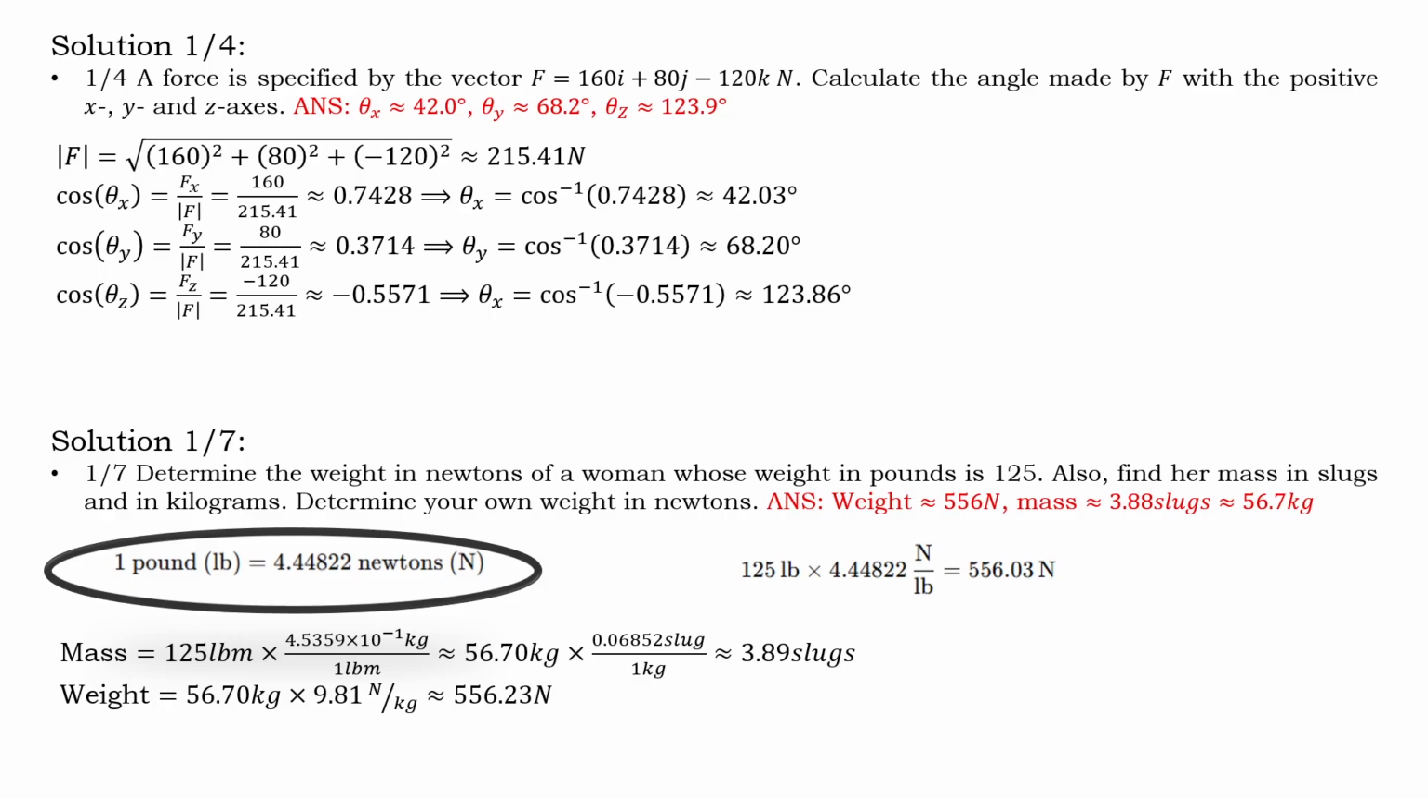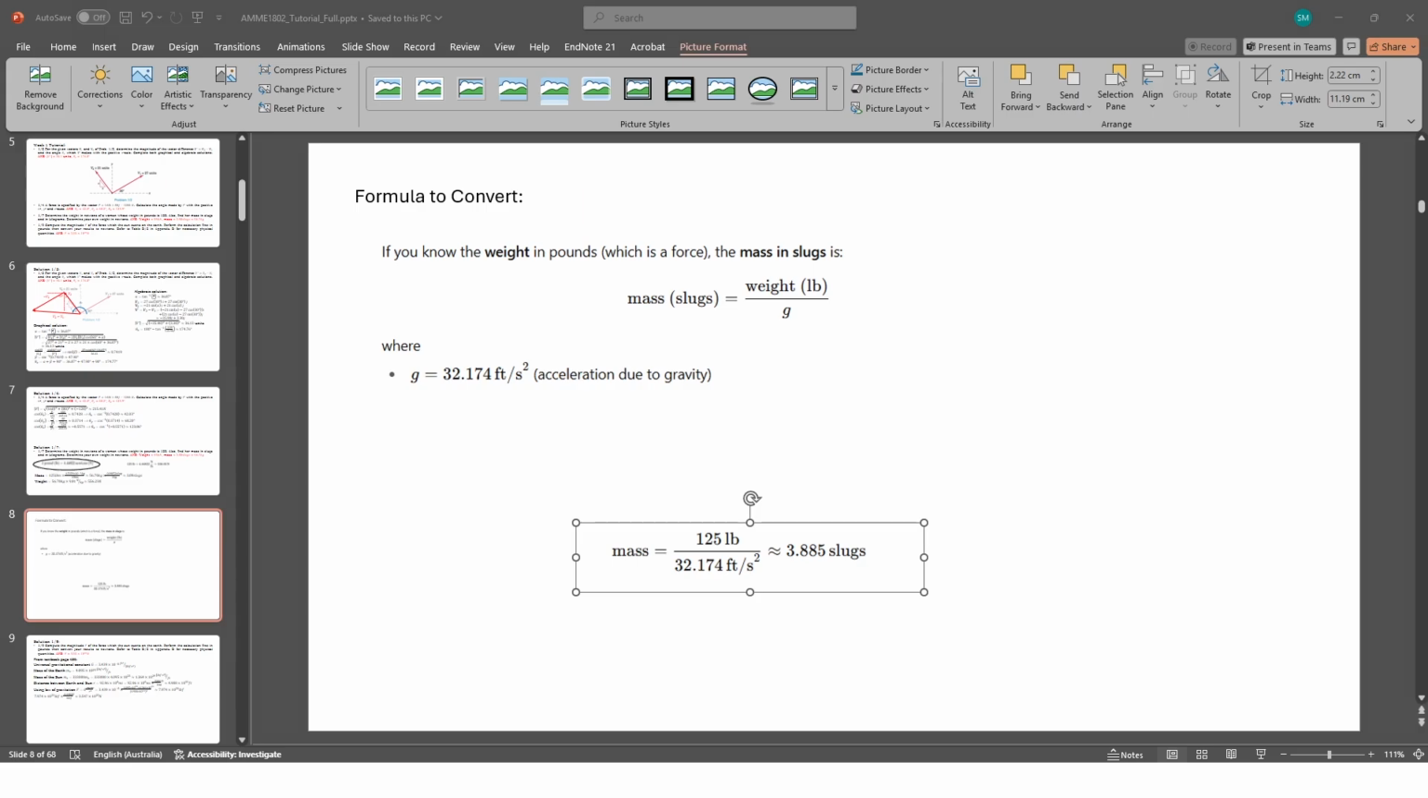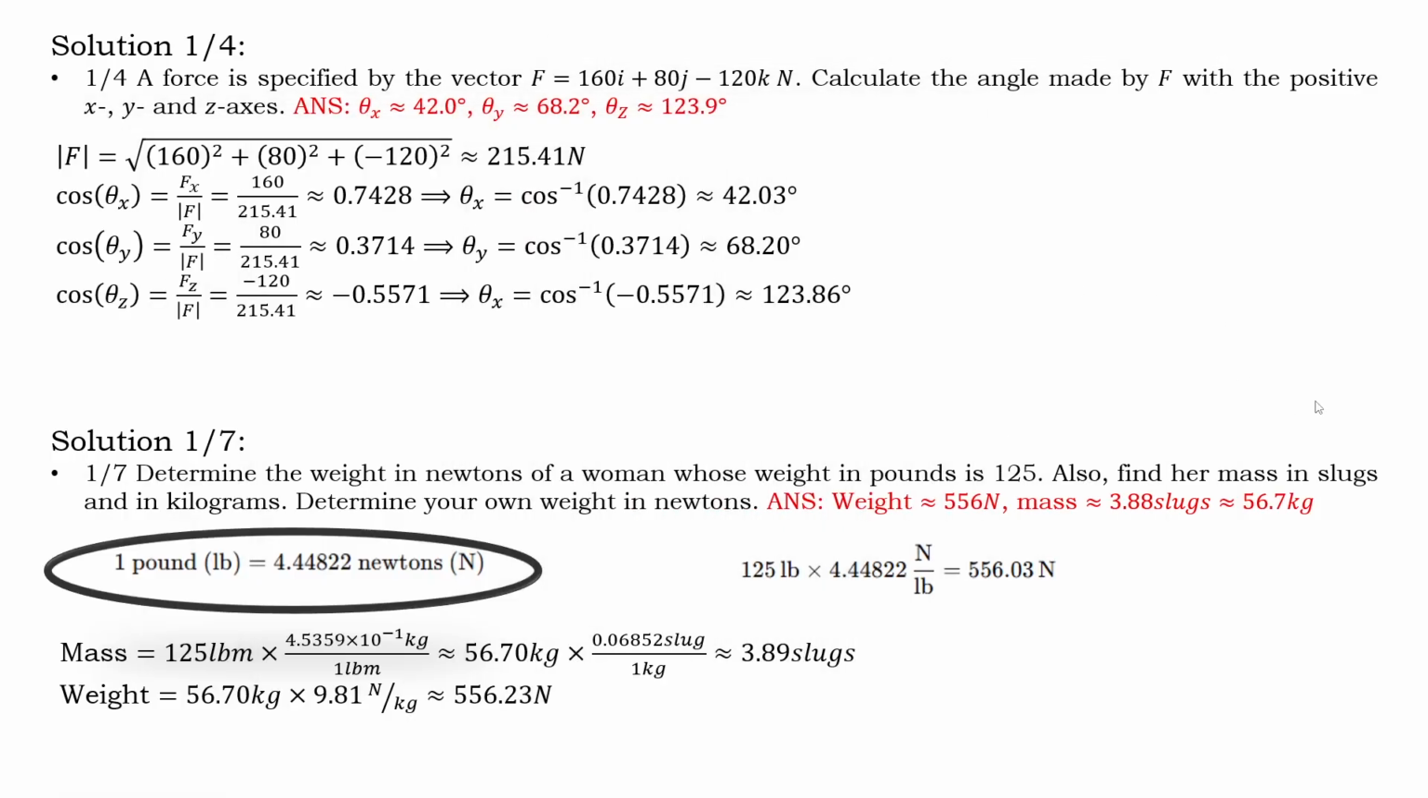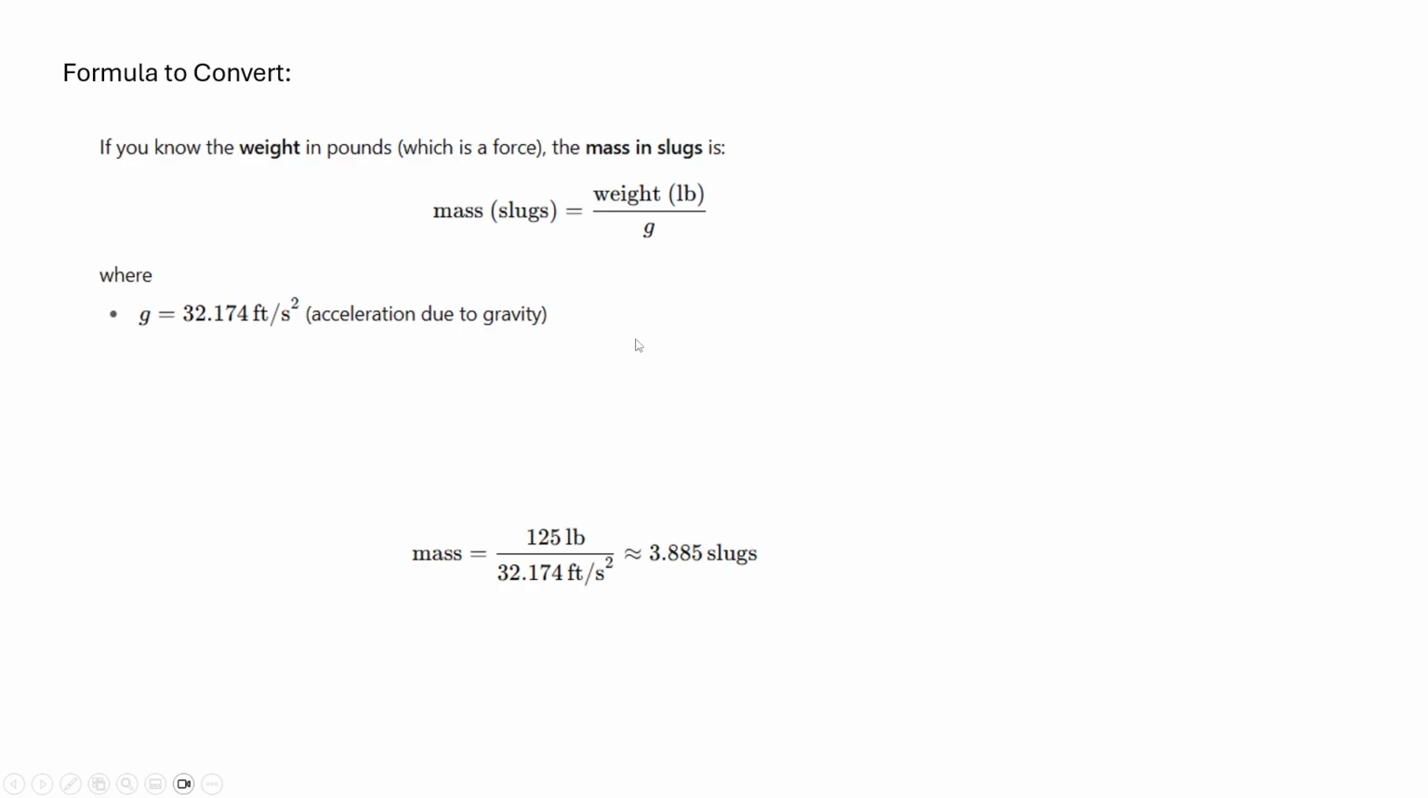And how to find the mass in slugs? The mass is 125 pound mass, and you have another conversion factor. You need to remember this number, or you can just use your books to find this conversion factor. Or if you didn't understand the previous formula, you can use this formula, which is a long one.